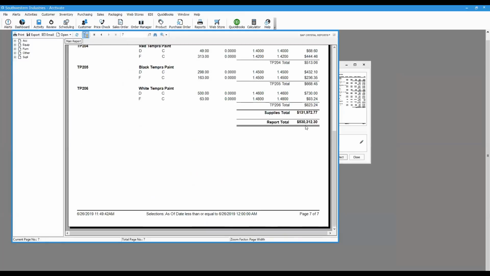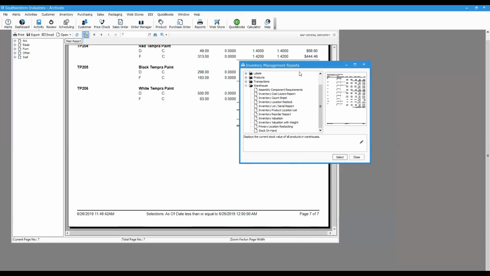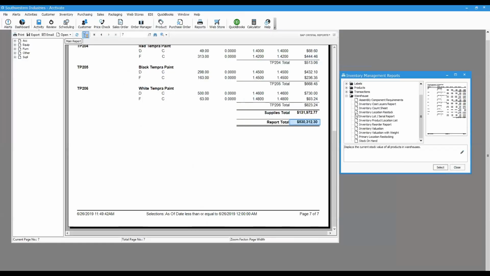Okay, so at the end of my inventory valuation, I've got 530,000, and I would go into QuickBooks and look at my inventory asset to make sure that those match. And then I would do the same thing with accrued purchase receipts.